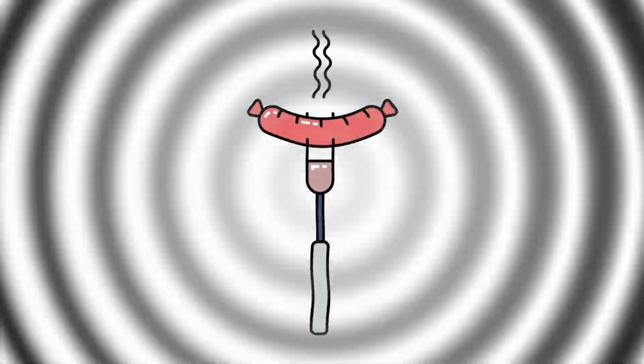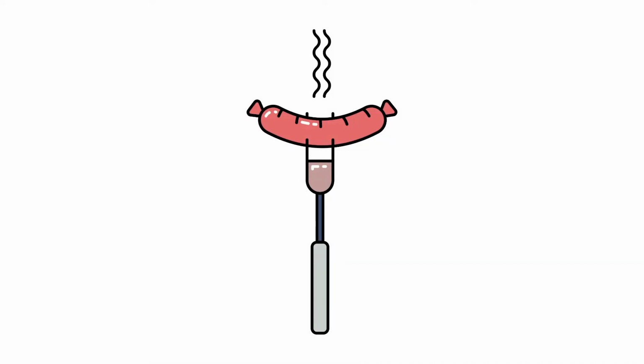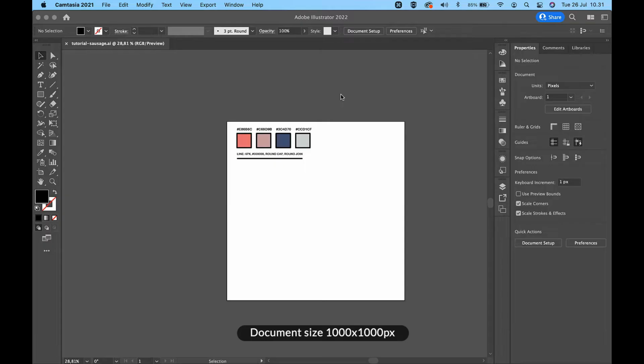Today we will learn how to draw a barbecue sausage in Adobe Illustrator. So, without further ado, let's get started. Document size 1000 pixel width and 1000 pixel height.